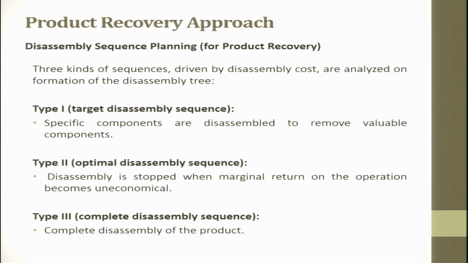Type 3 is a complete disassembly of a product, a complete disassembly sequence. So, you have target disassembly, optimum disassembly and complete disassembly. All these are disassembled keeping the optimization parameter as cost or time. So, cost and time can be linked.